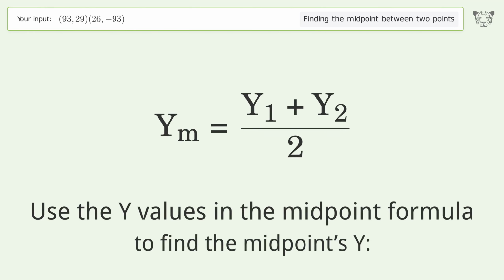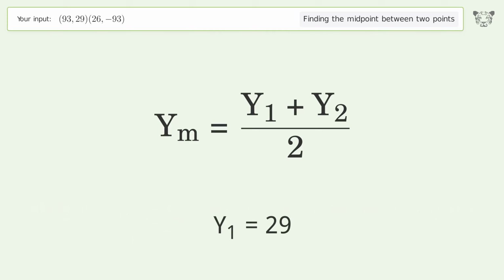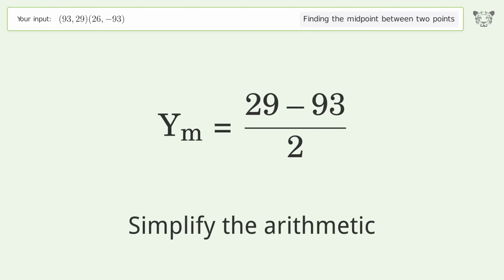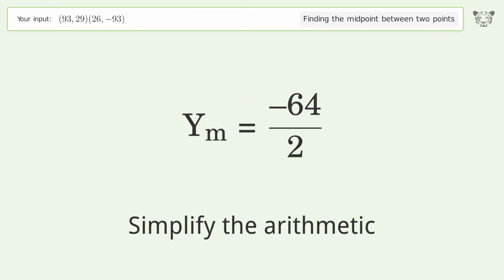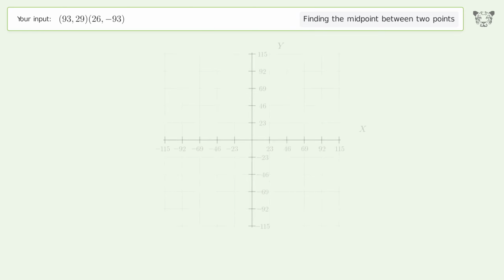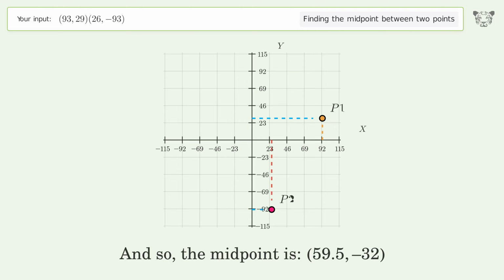Use the y values in the midpoint formula to find the midpoint's y. y1 equals 29. y2 equals negative 93. Simplify the arithmetic. And so, the midpoint is 59.5, negative 32.